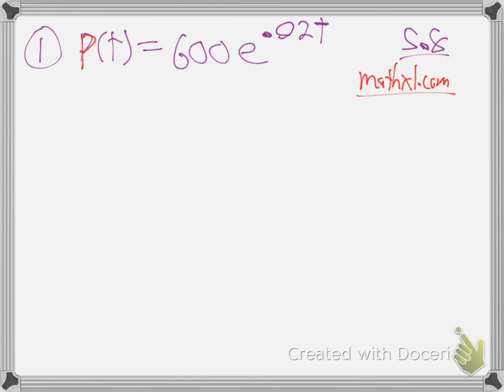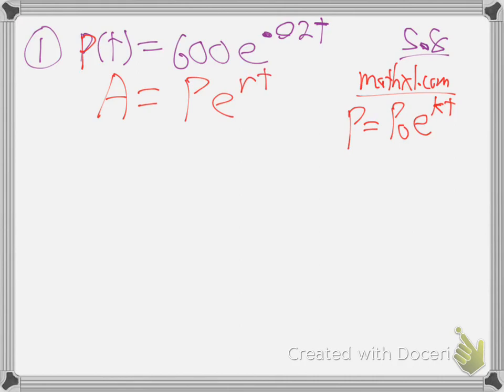MathXL.com. They use P equals P0 e to the kt throughout this section. And that's totally fine, but I've found that confuses students to change the letters. So I'm just going to use PERT because it's the same as PERT. They're just calling them by different letters there. I want to let you know this whole section, all the way through 5.8, is just PERT.